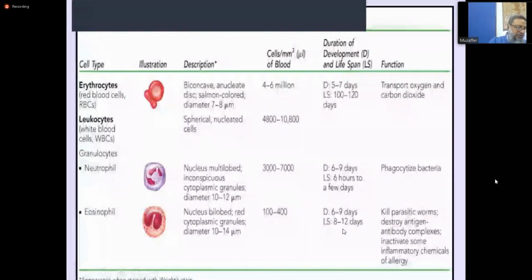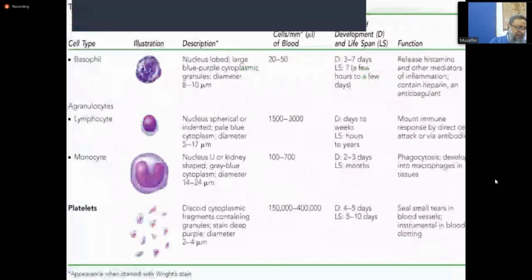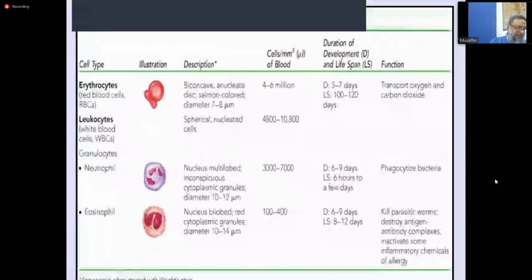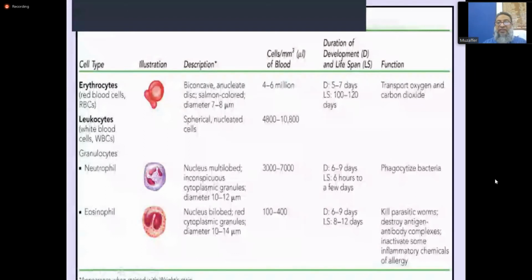These are very specific, the eosinophils, and as I have told you, when parasitic worms enter the body, they are destroyed by the eosinophils, and they have many anti-inflammatory chemicals, like in an allergic response.